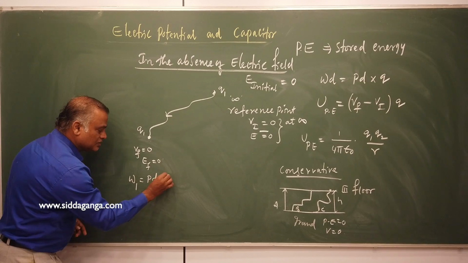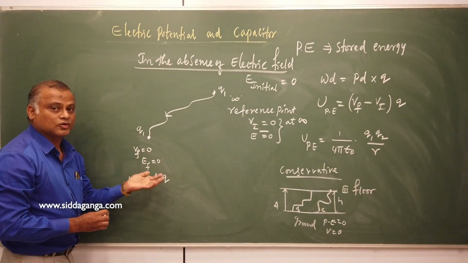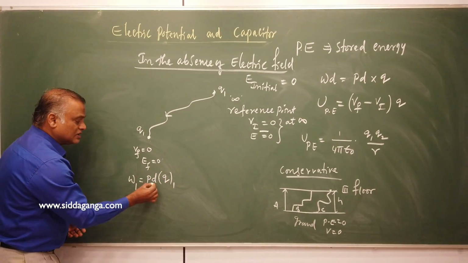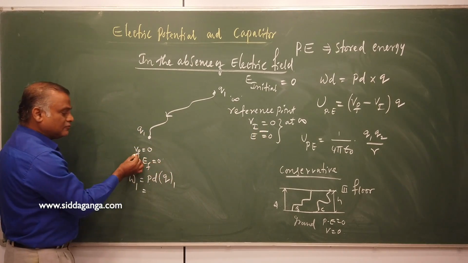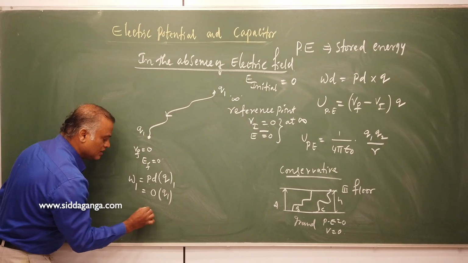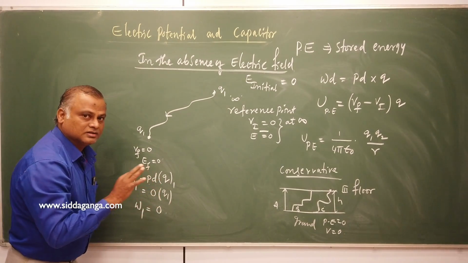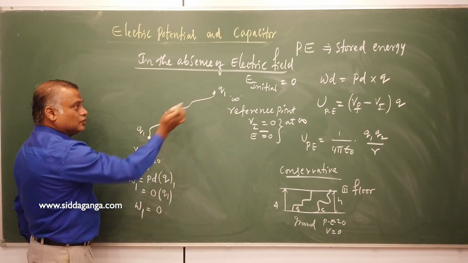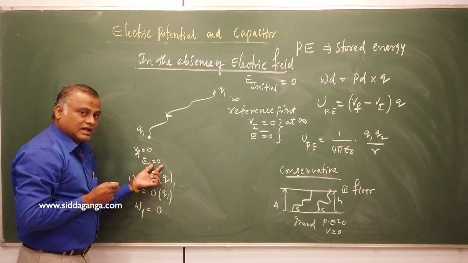Potential difference into charge. To understand clearly, I am explaining neatly. Follow this step. What is the charge now? Q1. Can you say what is the potential difference here? Initial potential is 0. Final potential is 0. Potential difference becomes 0 into Q1. So, no work done in carrying a charge Q1 from infinity to the point under consideration, where electric field is 0.